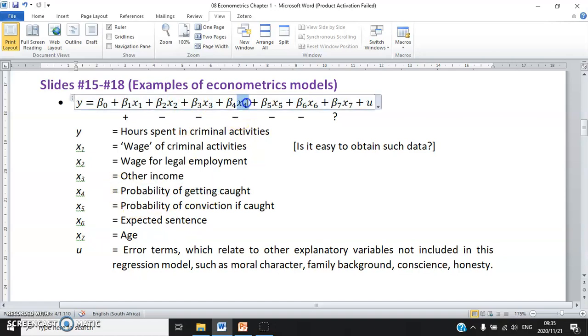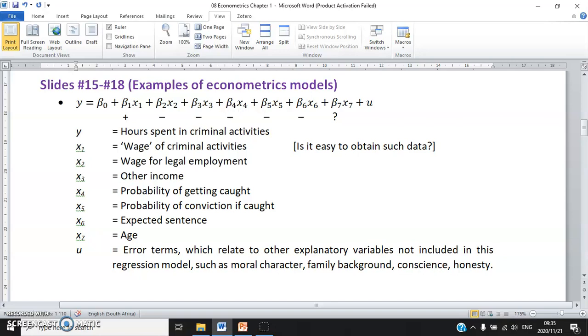X4 is the probability that I will get caught if I commit crime. The higher this probability, the less time I would spend committing criminal activities, because I feel scared I will be caught. So B4 will be negative. Similarly, X5, the probability of being convicted, means I have to go to jail. If caught, the higher this probability, the less time I would spend on criminal activities. So again, B5 would also be negative.